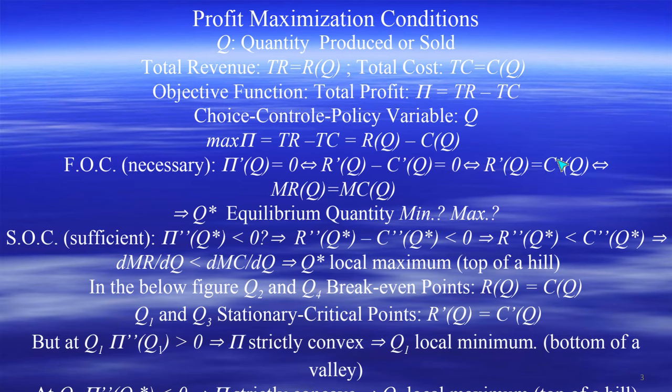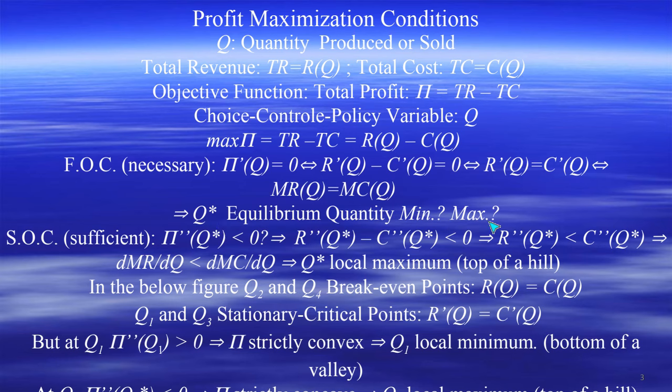It is the marginal cost. So this is our famous condition, marginal revenue equals marginal cost, which we know from economics courses. This is the reason why marginal revenue should be equal to marginal cost at the optimum. So Q star, where the marginal revenue is equal to marginal cost, is an equilibrium point. It is a stationary point.